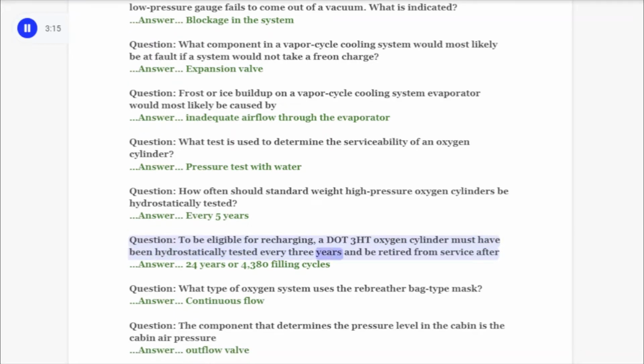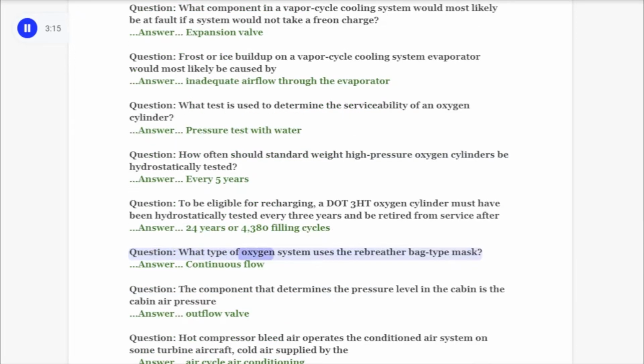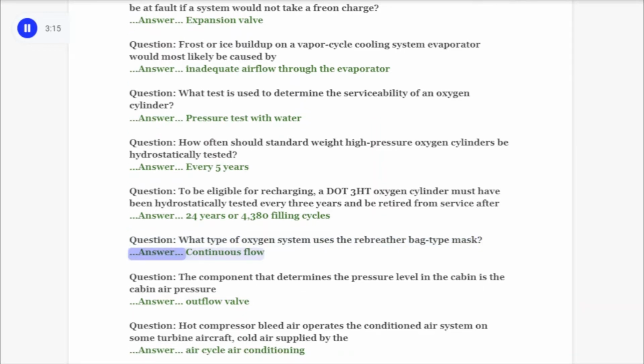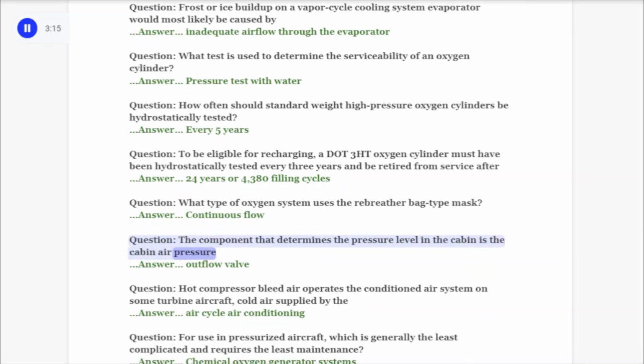3 years and be retired from service after? Answer: 24 years or 4,380 filling cycles. Question: What type of oxygen system uses the rebreather bag type mask? Answer: Continuous flow. Question: The component that determines the pressure level in the cabin is the cabin air pressure?